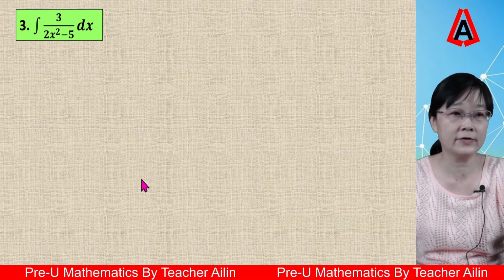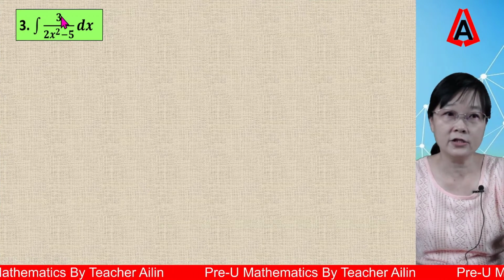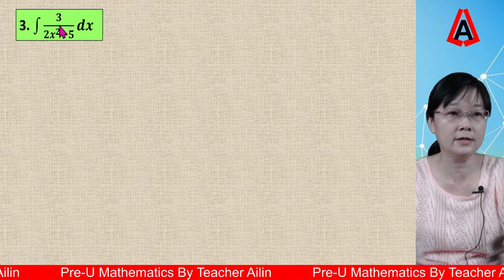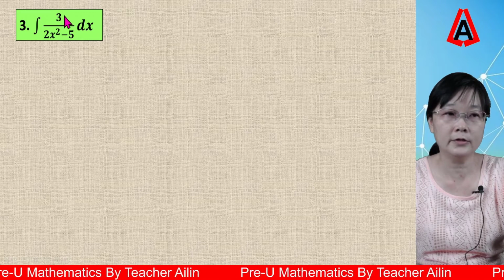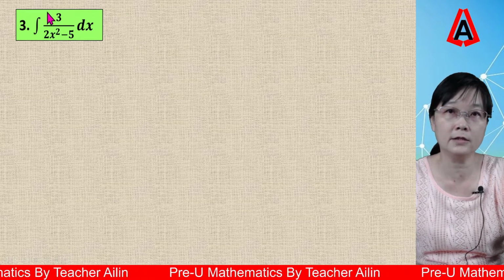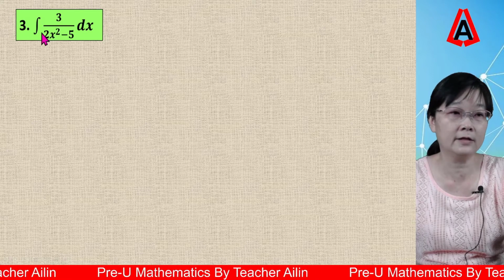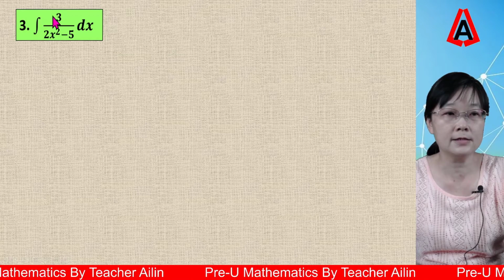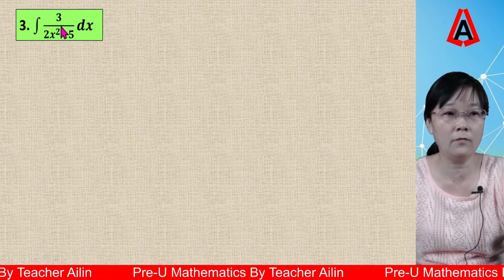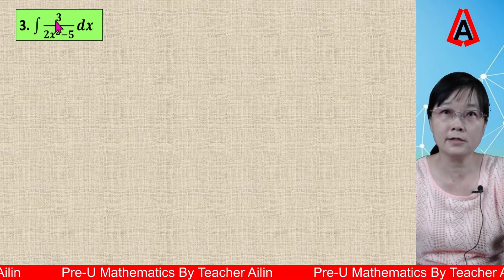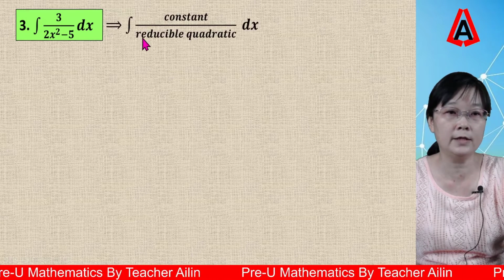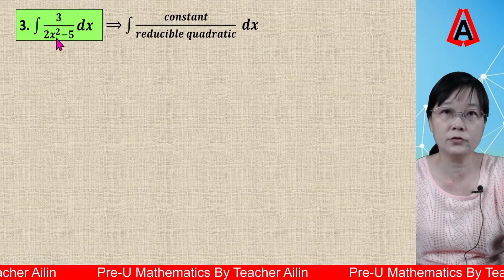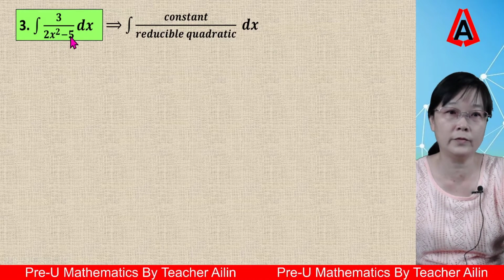Now let's try this question. For this rational function, it is not an improper rational function and we are not able to change the numerator into the derivative of the denominator. And we find that this rational function is in the form where the numerator is a constant and the denominator is a reducible quadratic, where we are able to factorize the denominator.